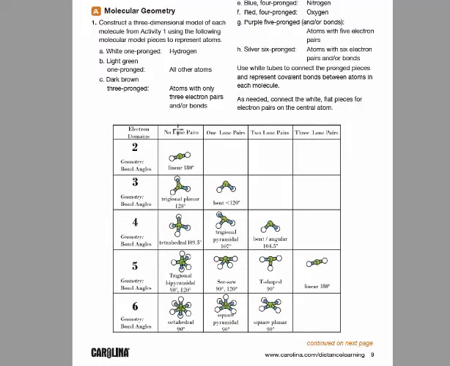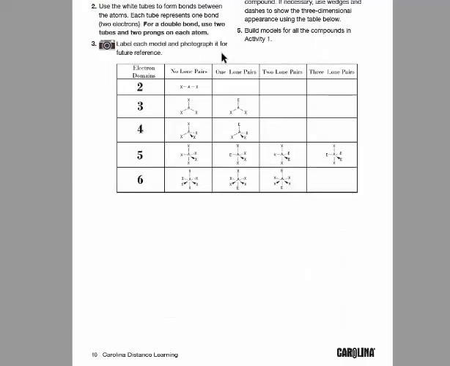Also, once you identify the electron domains and the number of lone pairs, this table in activity 3 will let you know what the molecular geometry is and what the bond angles are for each one of your molecular models. Now, in the directions for activity 3, it tells you to use 2 tubes and 2 prongs on each atom for a double bond. We're not going to do that. It is absolutely fine just to use 1 tube for a double bond. So let's take a look at the model that I made for sulfur dioxide.